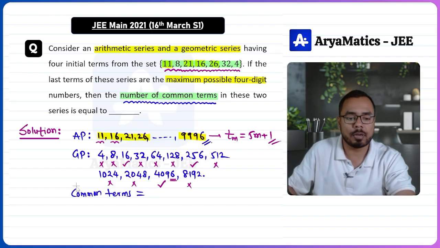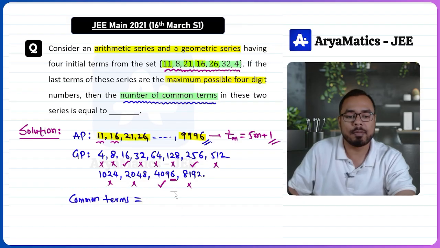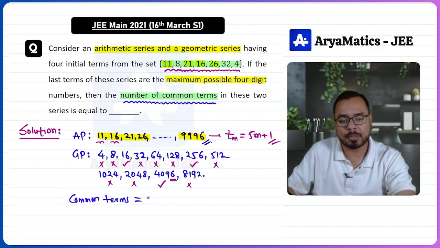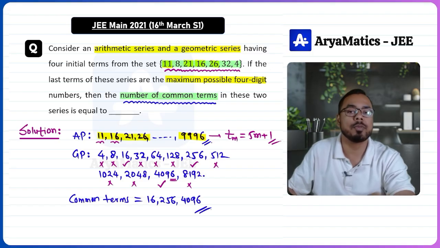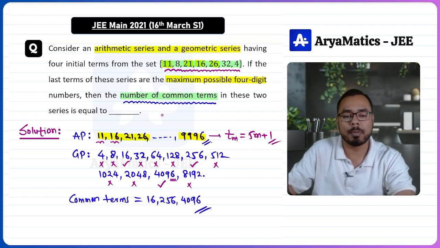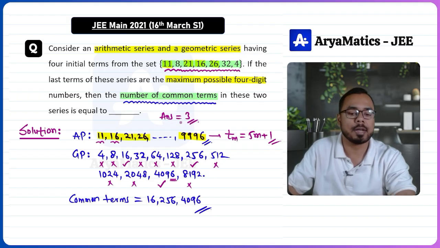So here, if we talk about the common terms between AP and GP, you can very easily see that these are the common terms. First common term is 16, then next number 256, and then next number 4096. The problem was we had to identify the number of common terms. So clearly there are 3 common terms, and therefore the correct answer for this problem will be 3, right?